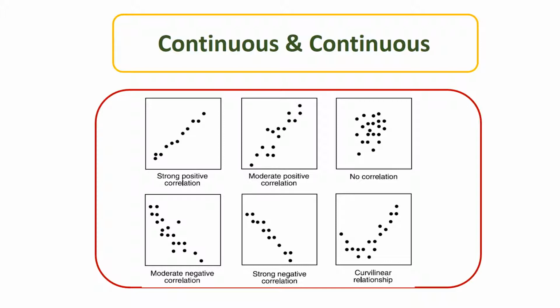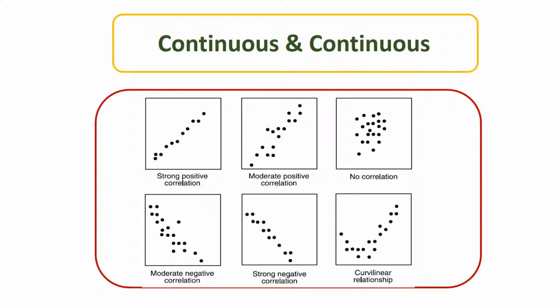When we have continuous measurements, the scatter plot shows the relationship between these two continuous measurements. For example, in the first column, it shows a strong positive correlation. The reason is, if we draw a line across the points, the data points around the line are very close to the line. It starts from the lower left corner to the upper right corner. So it is a strong positive correlation.